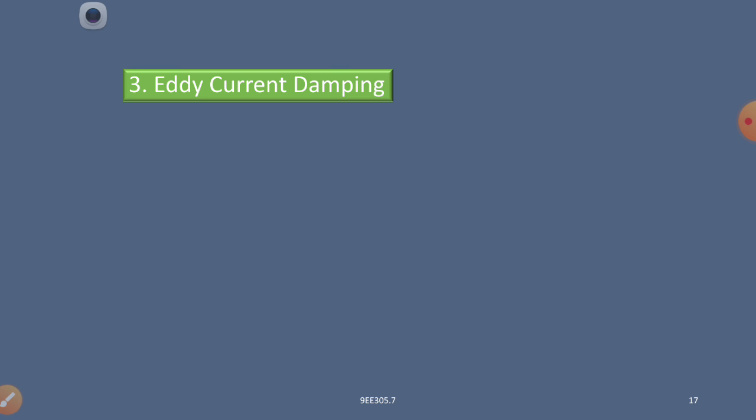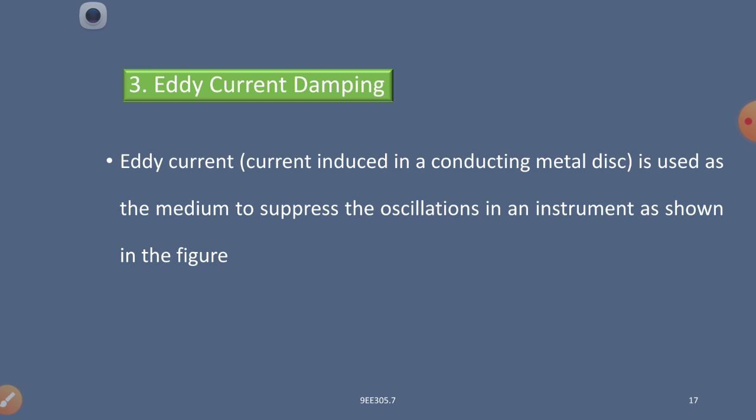So that is the fluid friction damping. Now coming to our electrical damping, which is eddy current damping. So what do we mean by eddy current damping? Eddy current induced in a conductive metal disc is used as a medium to suppress the oscillations in an instrument, as shown in the figure.